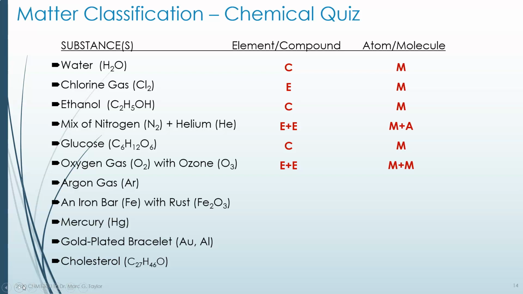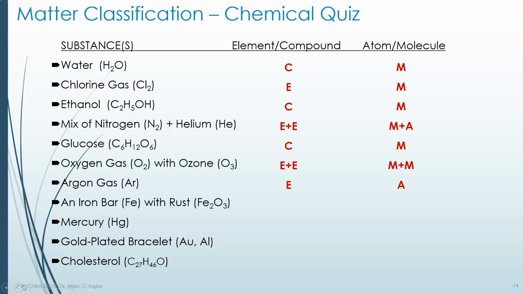Argon gas is a gas. It's one of the noble gases, over far right on your periodic table. It's composed of single atoms. They're very happy being all by themselves, and therefore it is an elemental form that happens to be an atom.